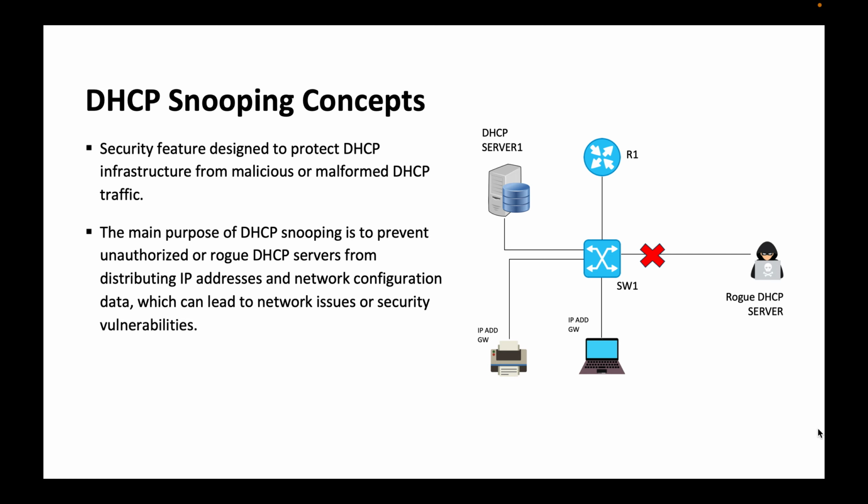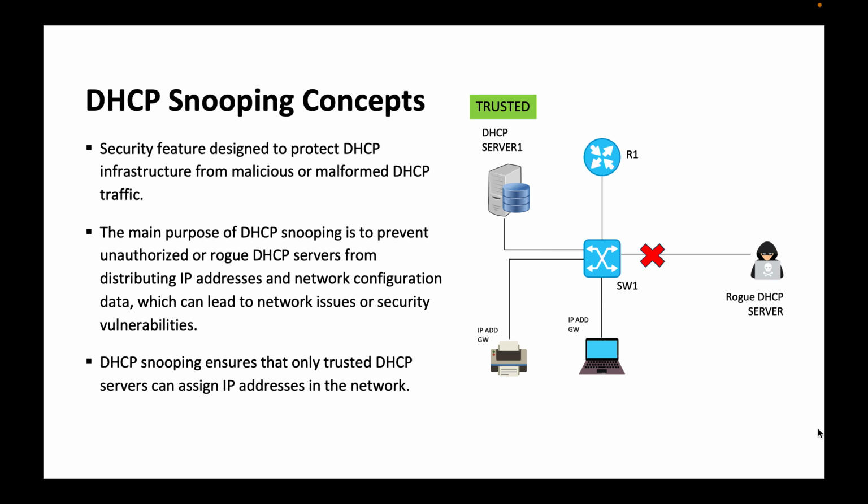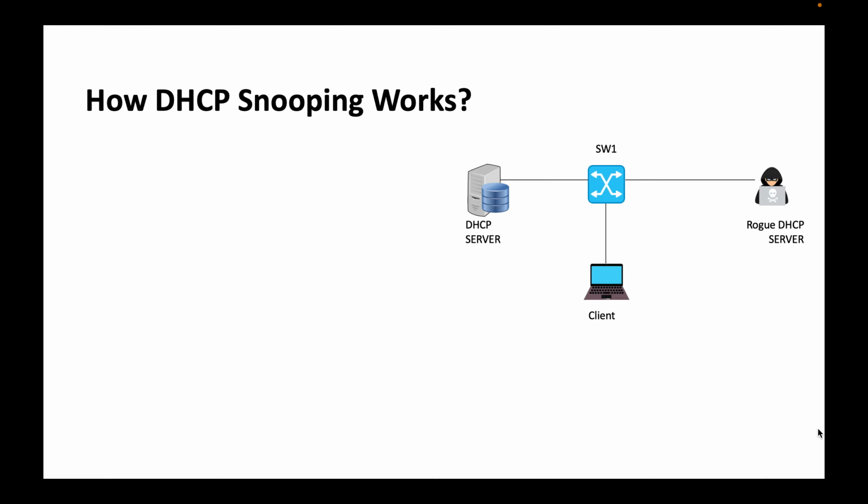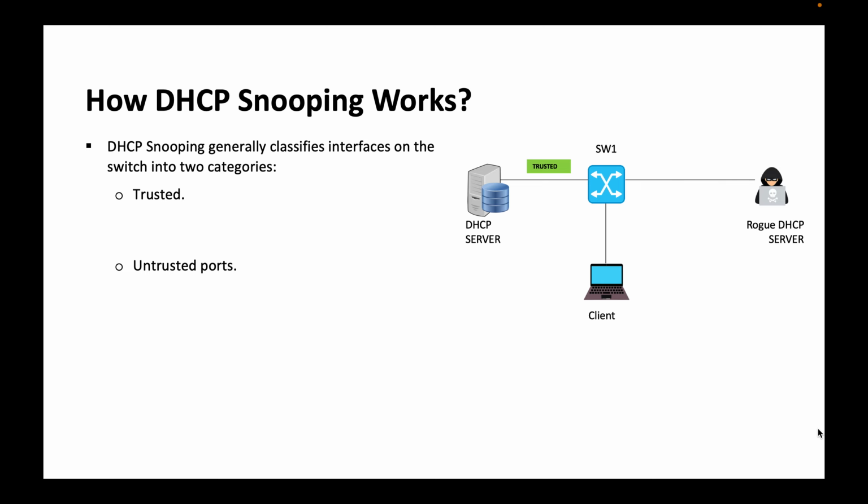DHCP snooping ensures that only a trusted DHCP server can assign IP addresses in the network. On a switch, I would say it acts like a firewall or an ACL. Let's see how DHCP snooping works. DHCP snooping generally classifies interfaces into two categories: trusted and untrusted.